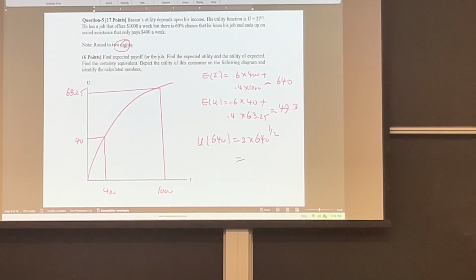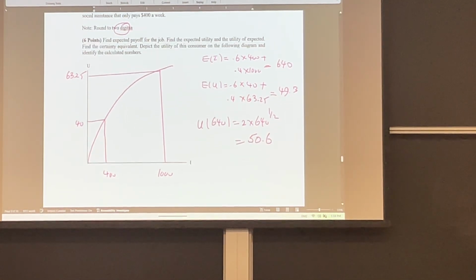What is 2 multiplied by square root of 640? Should be more than 50. How much? 50.6. So we get that one.